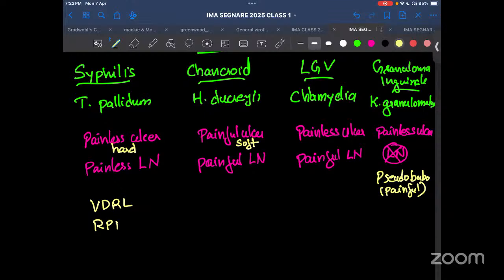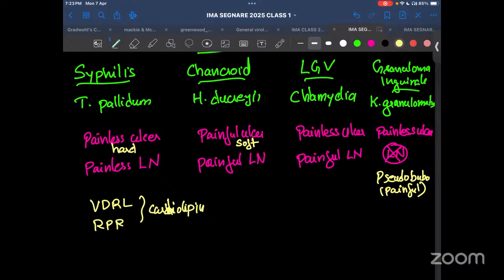Then RPR. RPR is rapid plasma reagin. We use cardiolipin antigen, an antigen that we extract from the beef heart. It binds with the syphilis antibody. So both of them detect the antibody as it binds to this cardiolipin antigen.